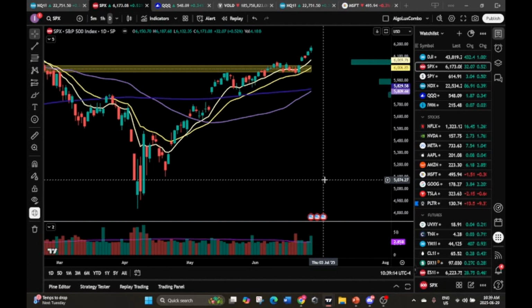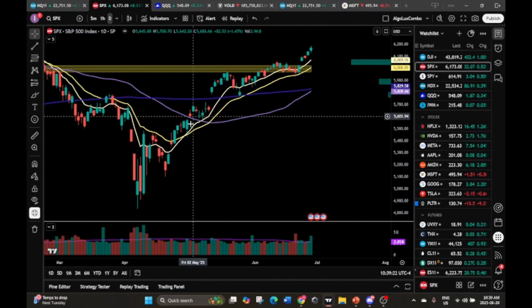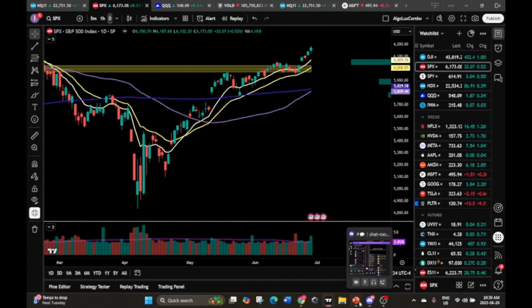If we're seeing price below that gap, it could be used as an area of resistance. If price is above that gap, it could be used as an area of support, right? So just another point of interest that you can place onto your chart, pretty much.